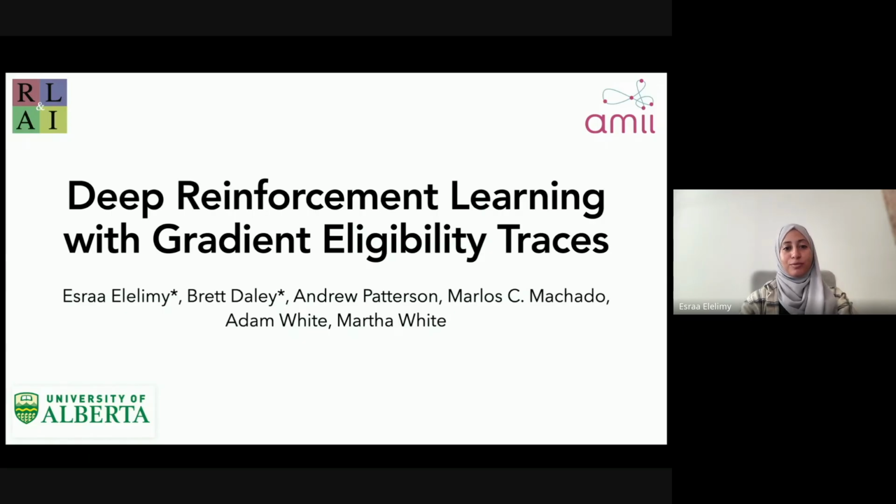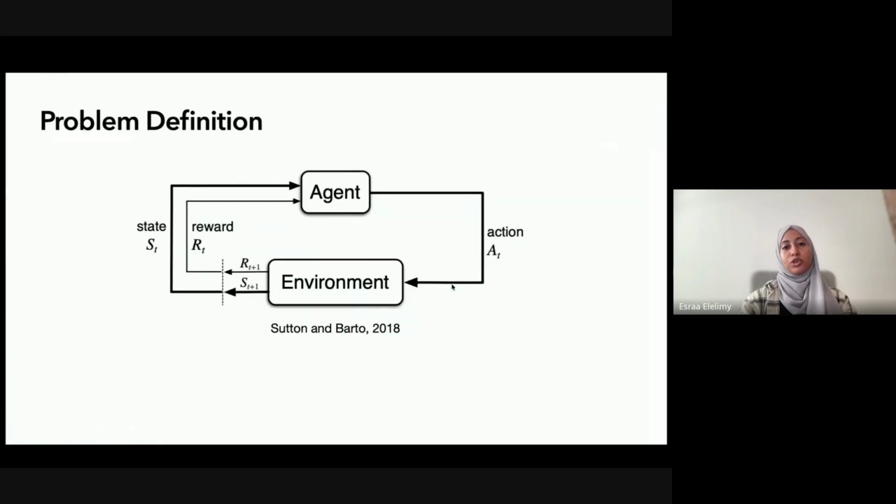And so I will start first by talking about the problem that we're trying to solve in this paper. This is a typical reinforcement learning diagram. We have an agent interacting with an environment, and at each time step, the agent will perceive some state from the environment, and it will act with some action. And in response to this action, the environment will transition to a new state and give the agent some reward.